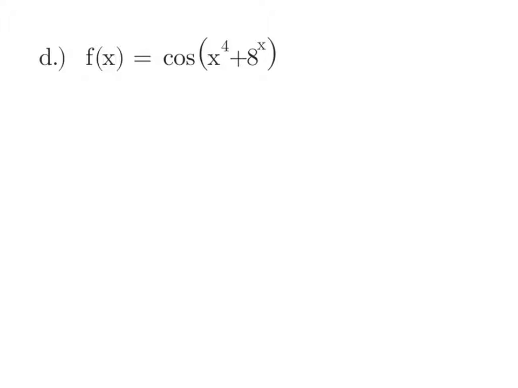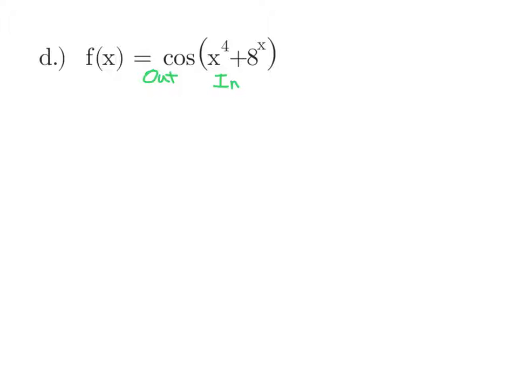Let's use the chain rule to find a few more derivatives. In part D, we have f of x is equal to the cosine of x to the fourth plus 8 to the x. As always, it's important to identify what's the interior function and the exterior function. For this one, it's pretty easy to identify that x to the fourth plus 8 to the x is going to be that inside function. And then after finding that value, you would plug it into the cosine, making the cosine the outside function.